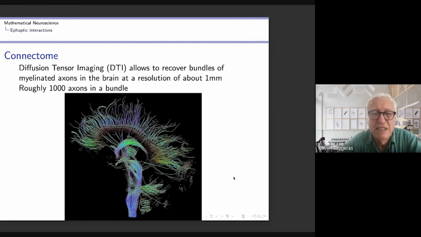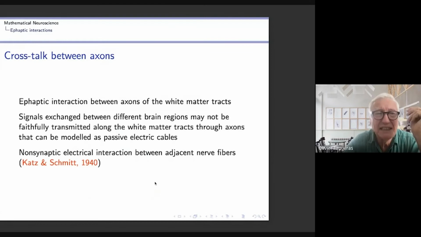You know the connectome. The connectome is an output of DTI, diffusion tensor imaging. Grossly speaking, very quickly, it allows one to recover bundles of axons in the brain at a resolution of 1 millimeter, so roughly 1,000 axons in the bundle. Here you have a very nice view of some such bundles in the brain. This is a human brain. The corpus callosum is here. These are the different parts.